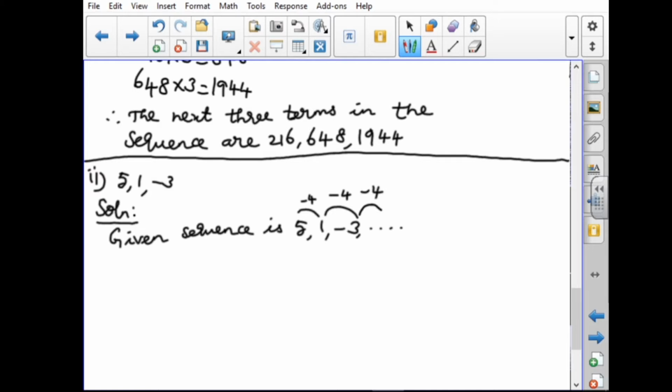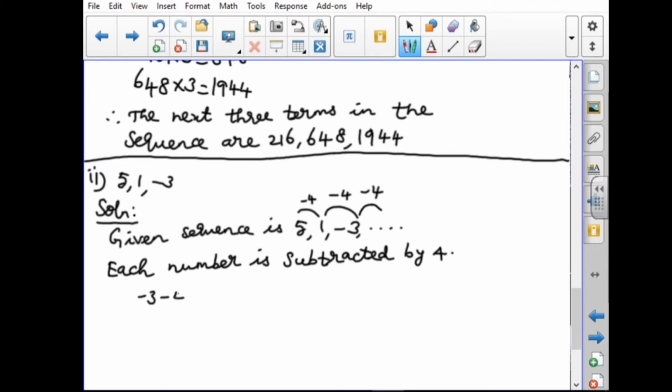So you have to write the reason also here. Each number is subtracted by 4. So the last number is what? Minus 3. Minus 3 subtracting means minus 4. So we are getting the answer is minus 7. Next to minus 7, again we are subtracting minus 4 means we are getting the answer is minus 11. Next to minus 11, minus 4 means we are getting the answer is minus 15.